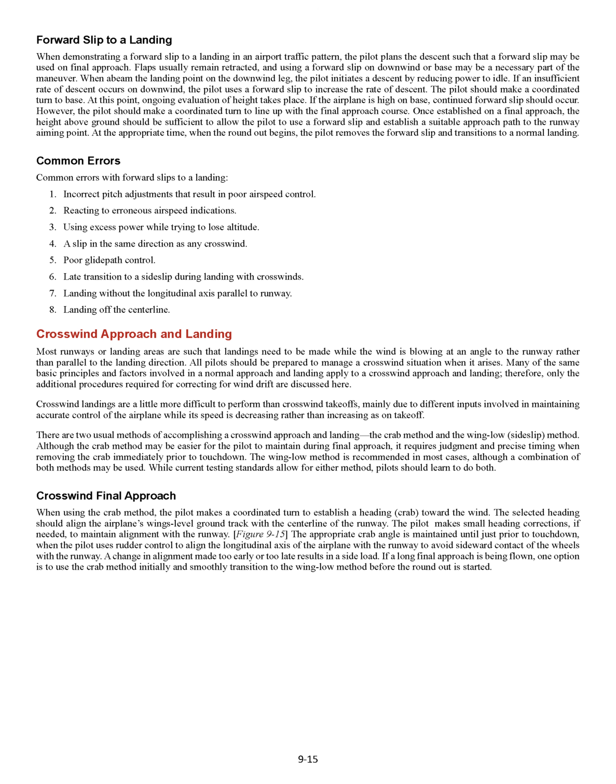Crosswind landings are a little more difficult to perform than crosswind takeoffs, mainly due to different inputs involved in maintaining accurate control of the airplane while its speed is decreasing rather than increasing as on takeoff. There are two usual methods of accomplishing a crosswind approach and landing: the crab method and the wing low, side slip method. Although the crab method may be easier for the pilot to maintain during final approach, it requires judgment and precise timing when removing the crab immediately prior to touchdown. The wing low method is recommended in most cases, although a combination of both methods may be used. While current testing standards allow for either method, pilots should learn to do both.